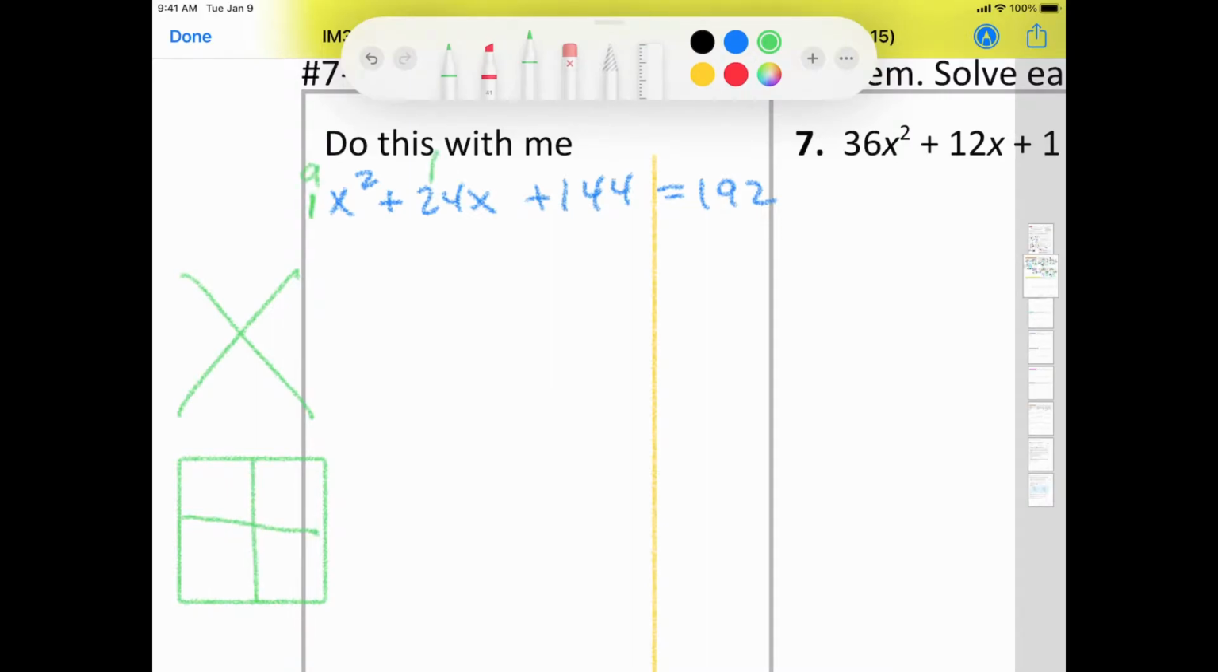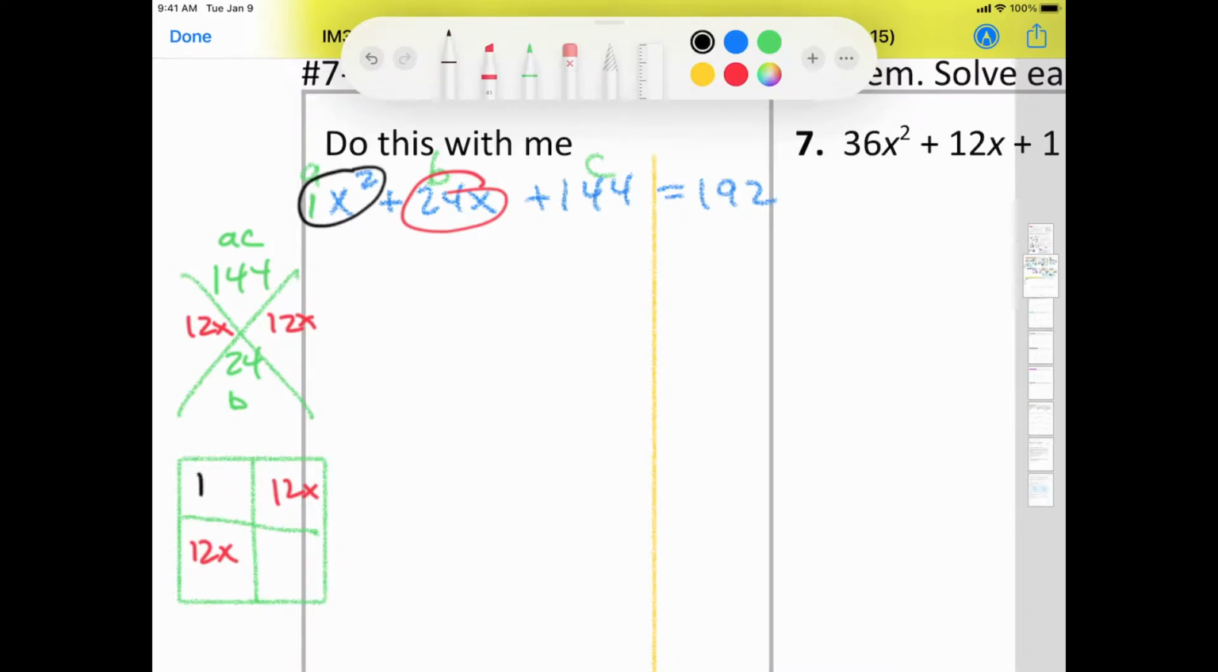A is 1, B is 24, C is 144. So A times C is going to be 144, and the B value is 24. You'll notice that these numbers are identical. It doesn't always work that way, but in this case it does: 12 and 12. So 12x plus 12x is 24x. So 12x, 12x, 1x squared, 144.